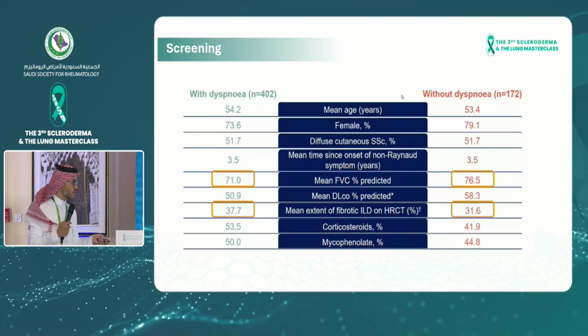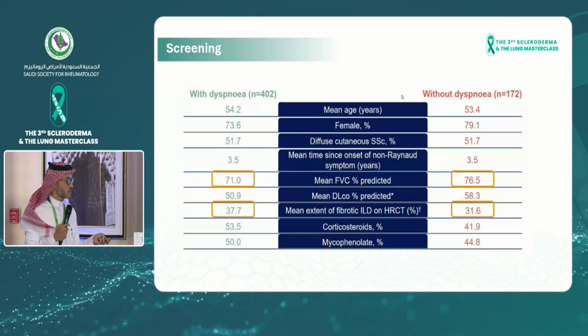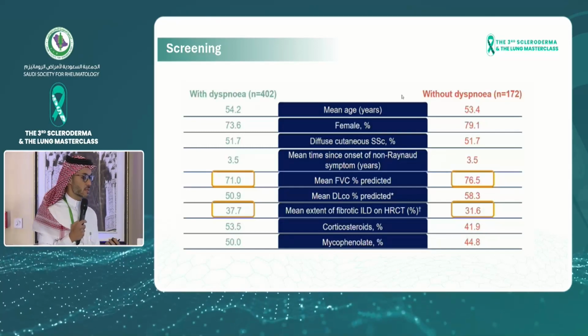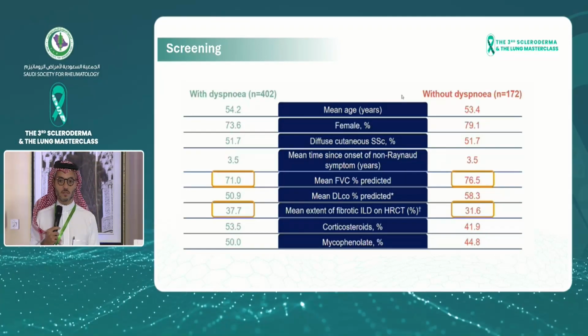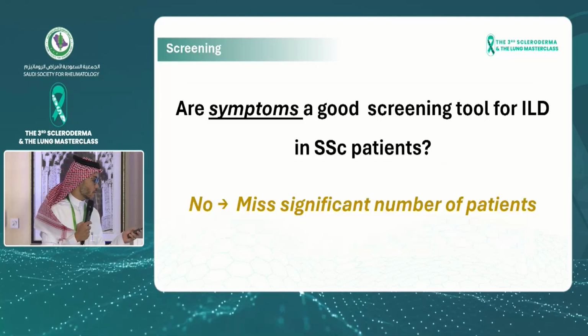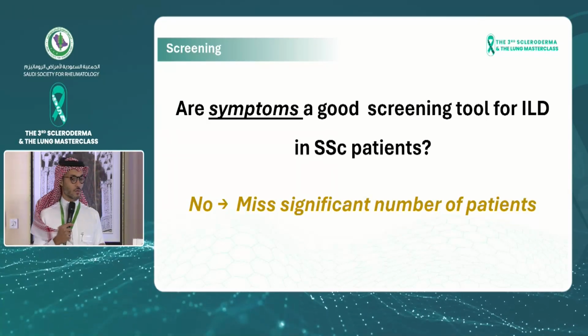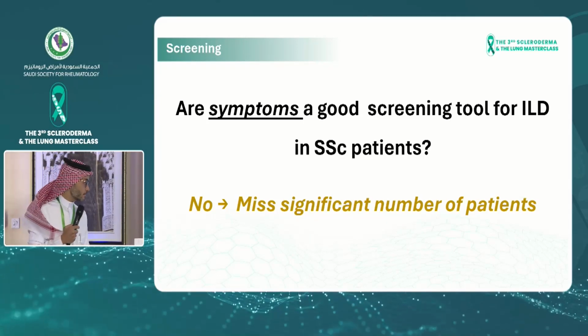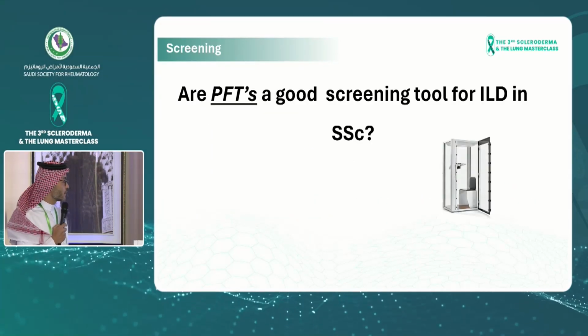Even their forced vital capacity was actually reduced in some patients who did not have any dyspnea. If the patient is not exerting themselves, they're not going to have dyspnea. So as you saw, dyspnea is not a good screening tool because you're going to miss a significant number of your patients. And then moving to the PFTs.